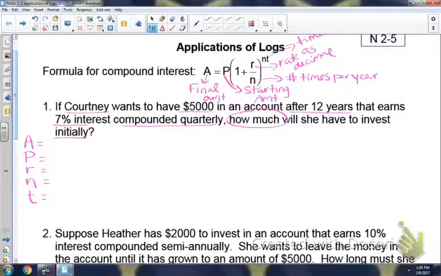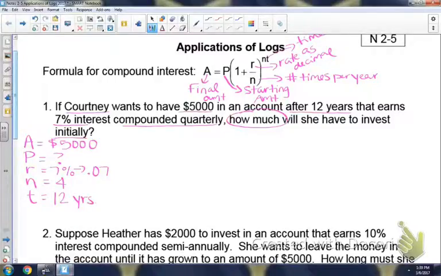Okay, so A is your final amount, so we know that she wants to have $5,000. We don't know the starting amount. The rate that it's increasing is 7%, but we need to change that to a decimal, which would be 0.07. And then N is the number of times it's compounded per year. It says quarterly, which is 4 times a year, and it's over a 12-year period.